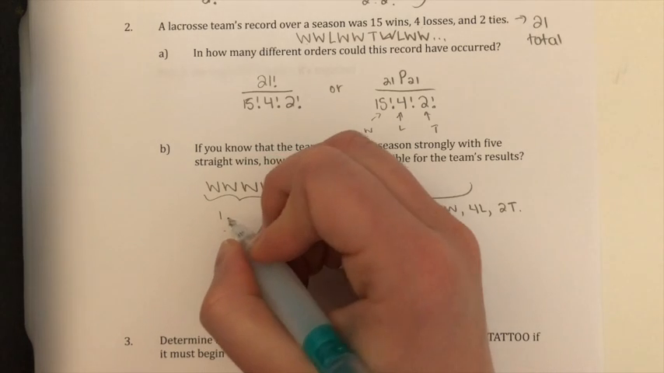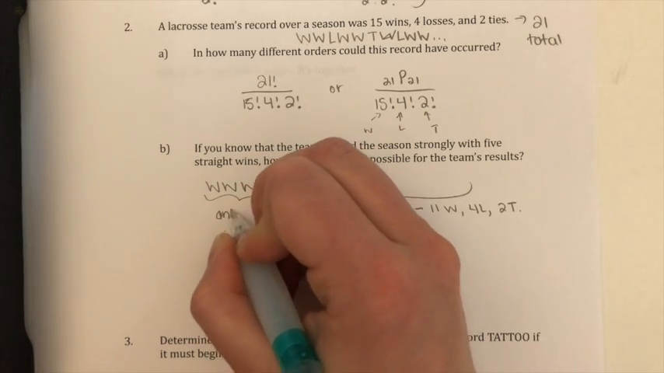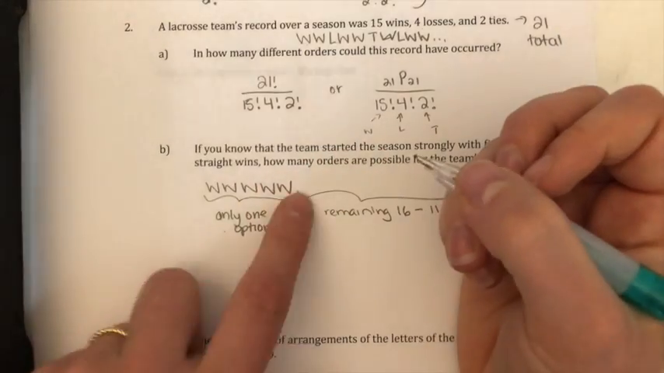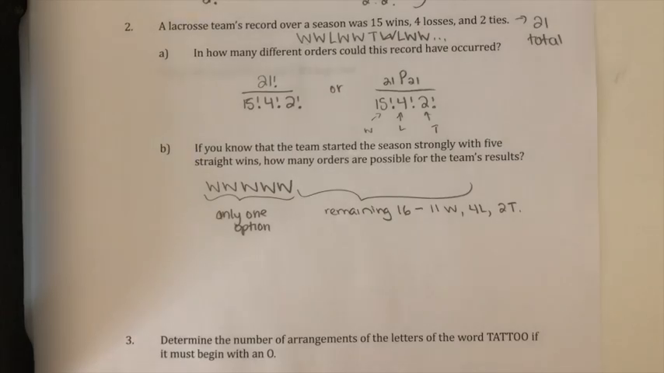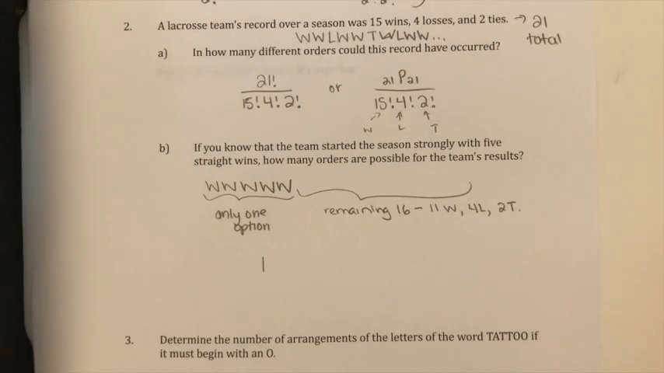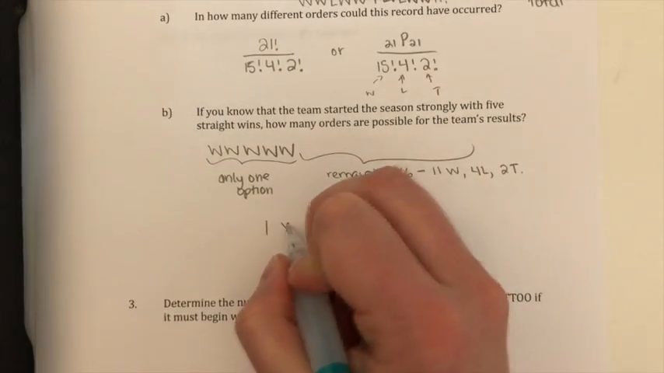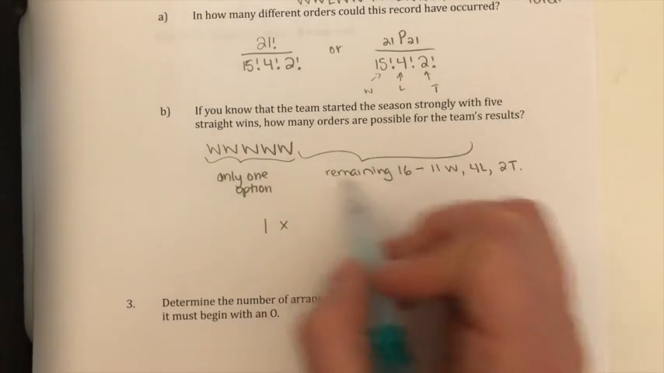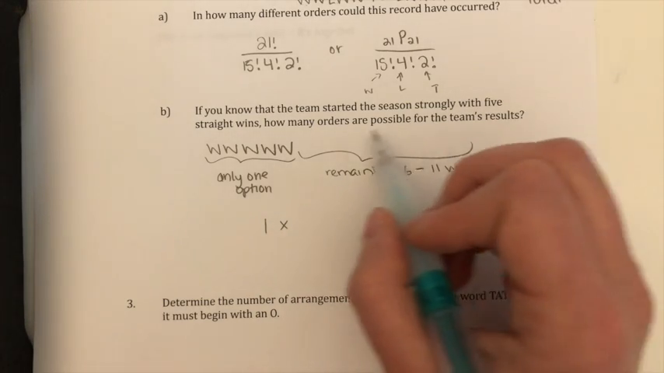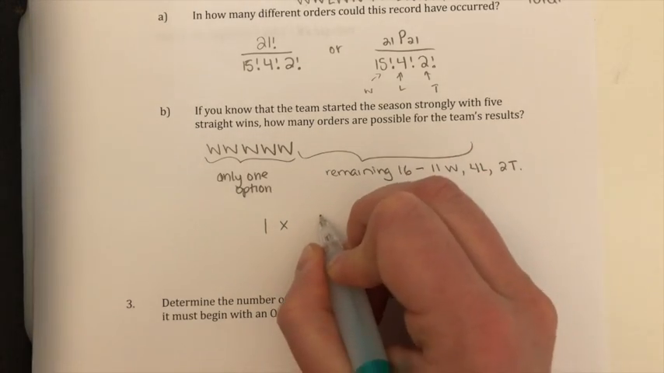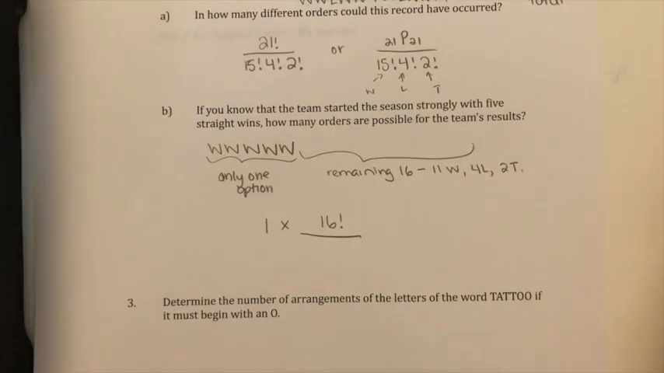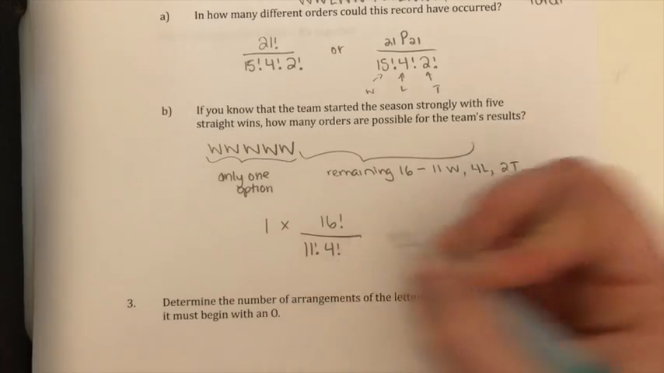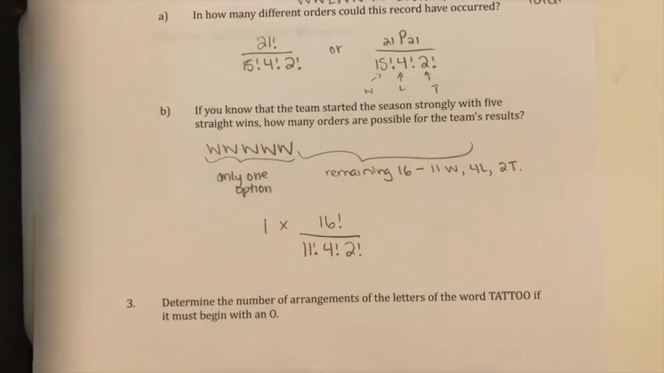There's only one option for 5 wins in a row, right? There's one way to do that. So we're going to say there's one way to have those first 5 games all be wins, and then we're going to multiply by the permutations we can get for the rest of the games. So we have 16 factorial games divided by the 11 repeat wins, 4 repeat losses, and 2 repeat ties.